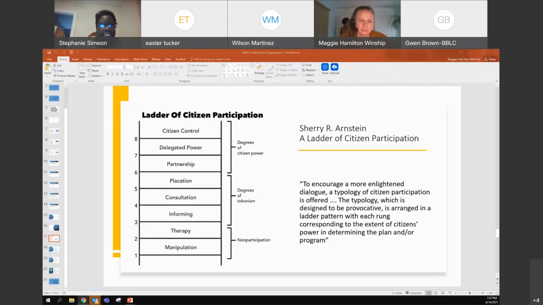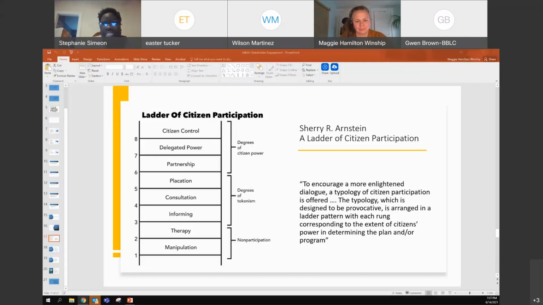The consultation is like, well, we're going to tell you about the project. We're going to have you meet with the consultants. Again, this is an upgrade from the informing one. But it's just like, well, we're telling you about it, but we're also not giving you any power. So you're just here because I need to check this box.